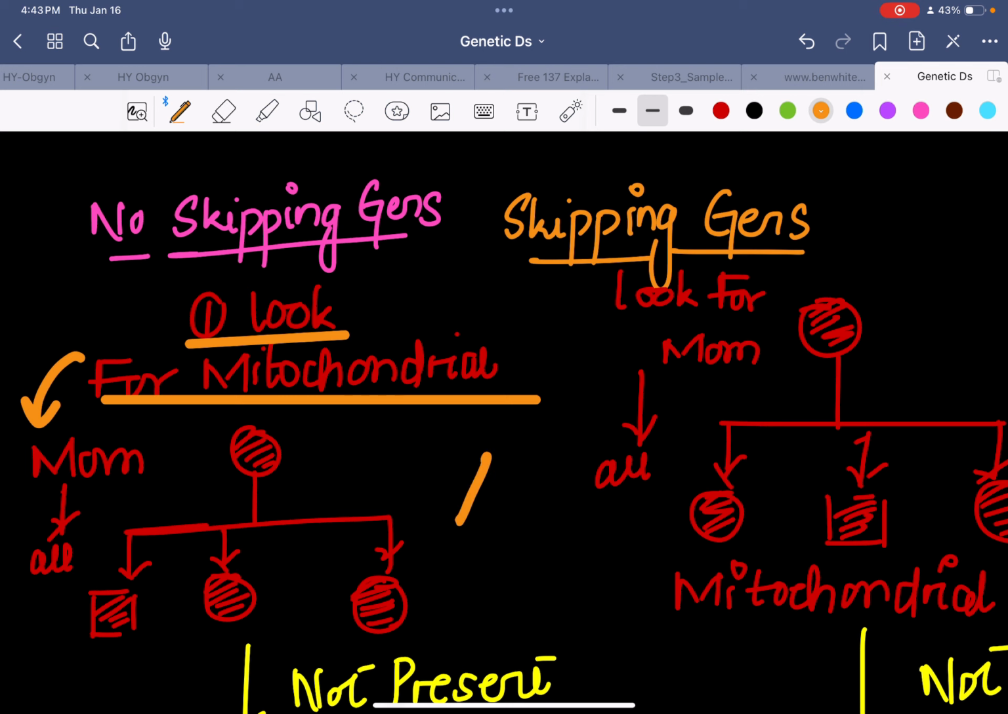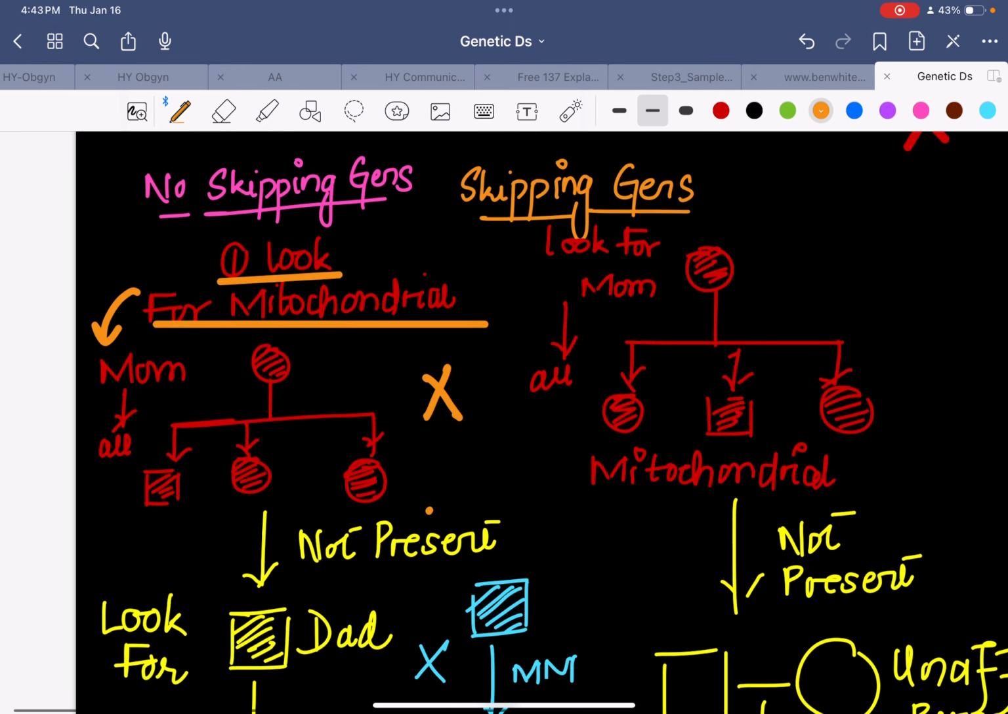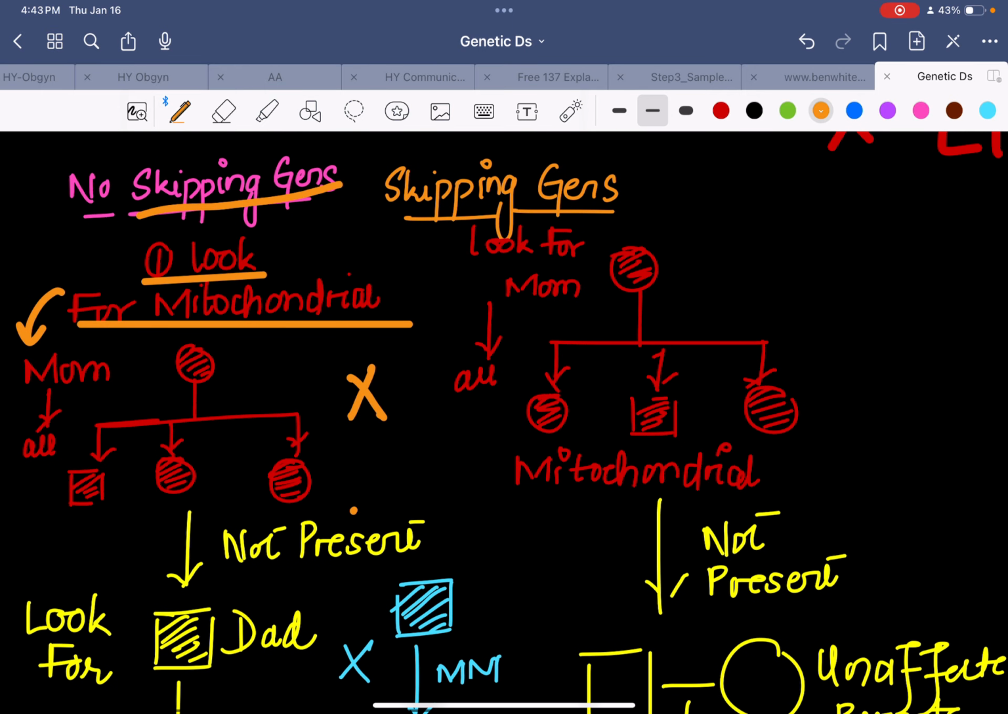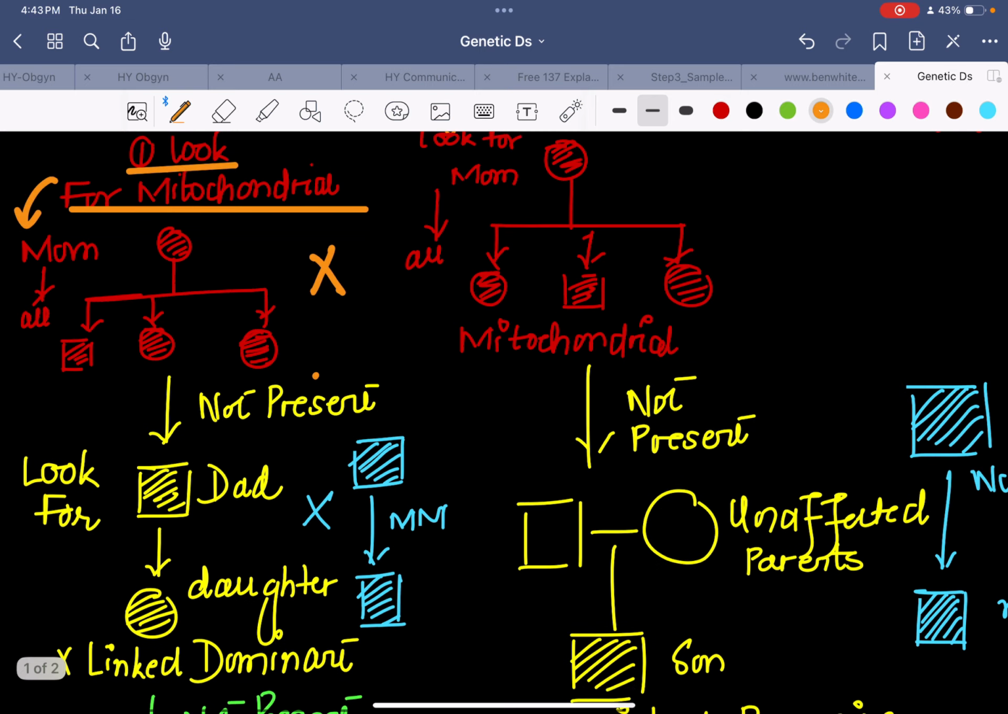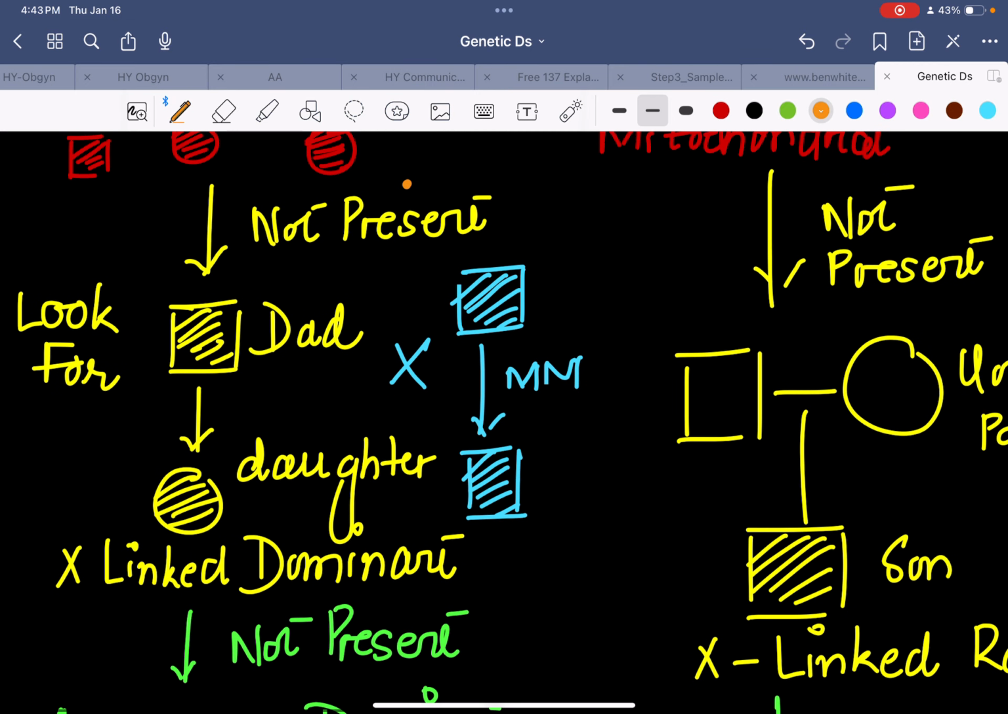Once you don't find this pattern, this is not present, then you go and see whether the disease is skipping generations or not. First of all, you'll see that the disease is not skipping a generation, it's going from generation 1 to generation 2. But once you find that it's not skipping a generation, then you have to analyze the gender: who is this going from and to?